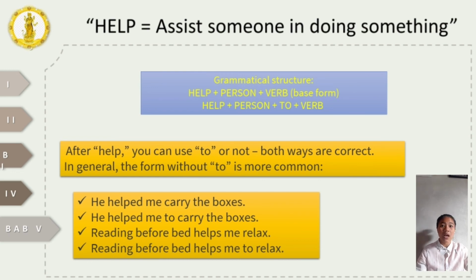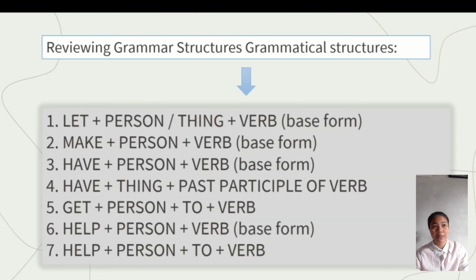Okay, I need to review some grammar we use in this material. Reviewing the grammatical structures. The first one, let plus person or thing plus verb, that's the base form. And then the second one, make plus person plus verb, that's a base form. And have plus person plus verb, that's a base form. And then have plus thing plus past participle of the verb. If you need to make a sentence with have, you can use things and past participle.